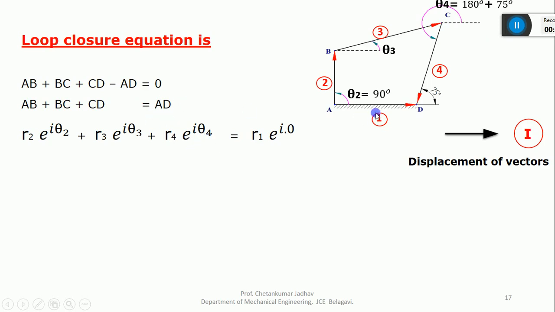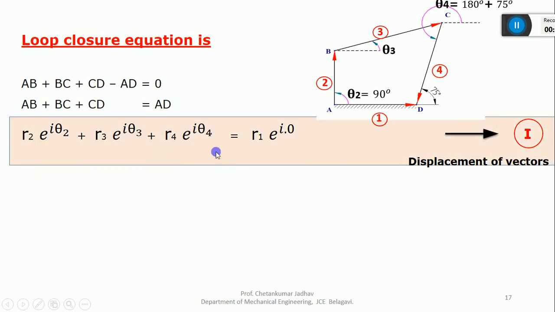For AD also, this is the first link, so I'll write R1 e raised to i theta 1. Theta 1 is 0 because it is horizontal, along the positive real axis. So e raised to i theta 1, with theta 1 equal to 0, I'll directly substitute. After that, substitute the values of all the parameters. This is the displacement vector. If you want, you can substitute later also. First, I'll get the displacement vector, and I'll differentiate this one to get the velocity vector.